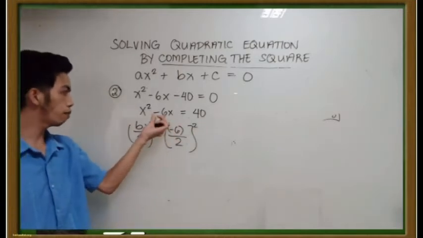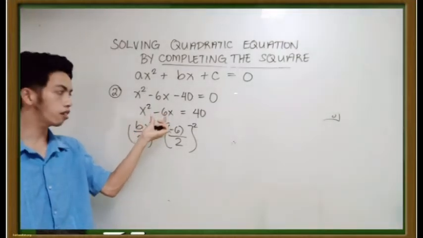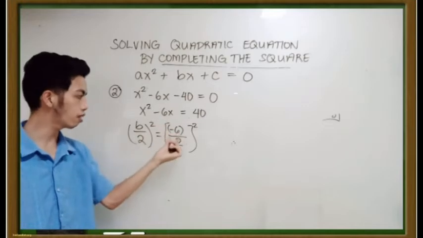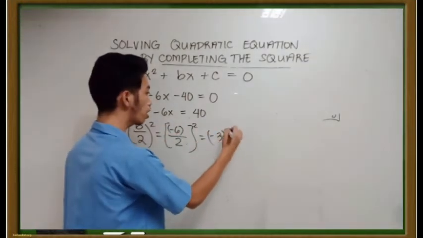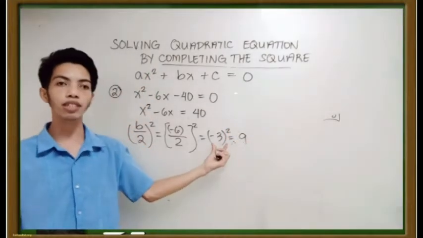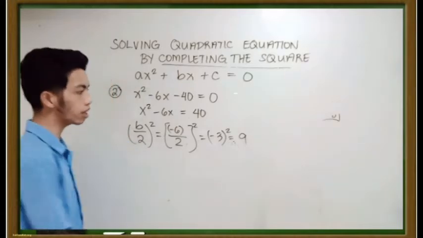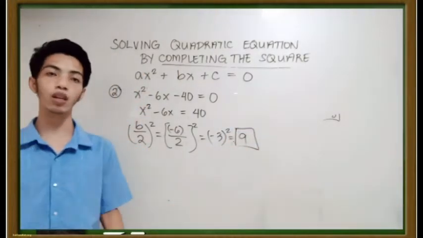Okay? Negative 6 divided by 2 squared. Okay? So, our b is negative 6. Kung anong sign po dito ay dala-dala ni 6. That is negative 6 divided by 2 will give us negative 3. And negative 3 squared will give us 9. Because negative 3 times negative 3 is 9. Ibig sabihin, 9 ang i-add natin sa both sides of the equation.